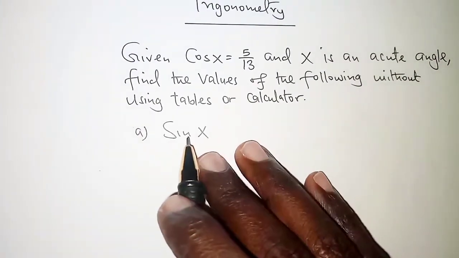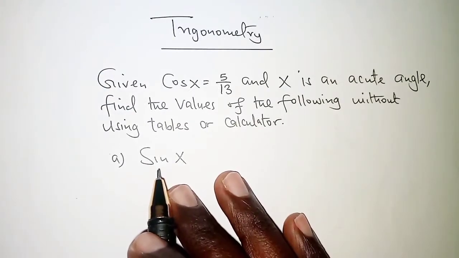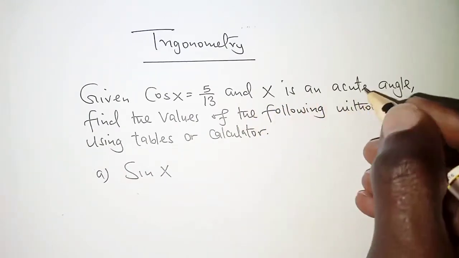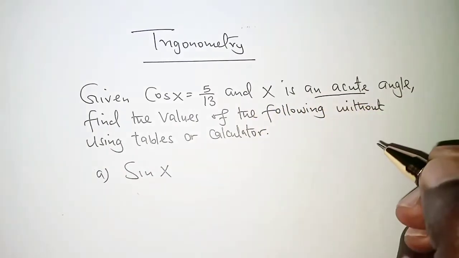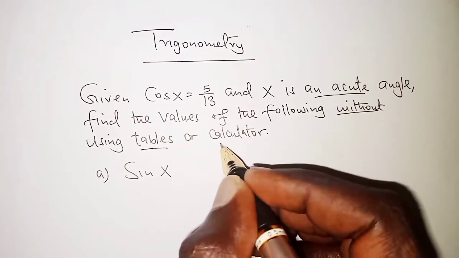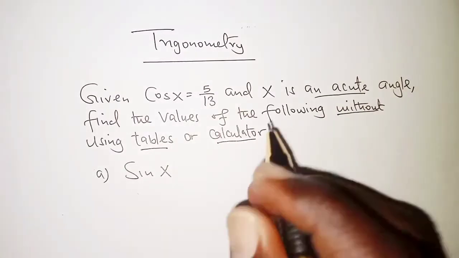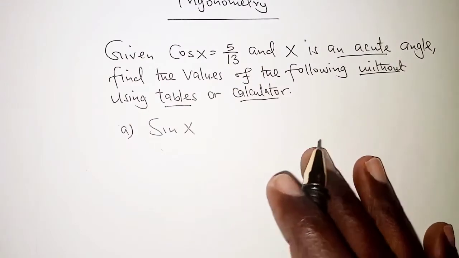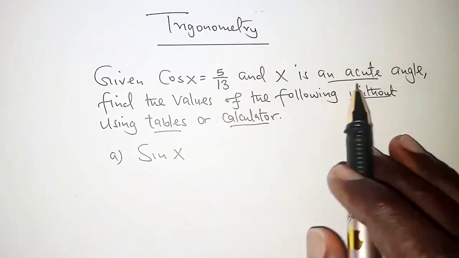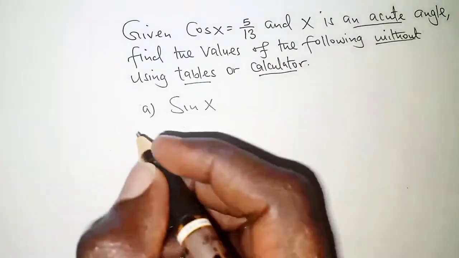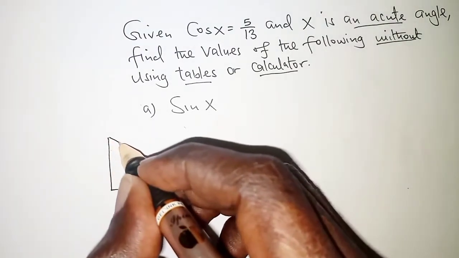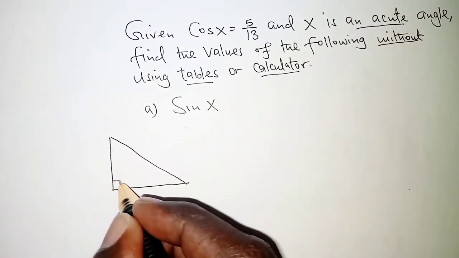But before we continue, I want us to mark the following. In the question, the keywords are, we are told that x is an acute angle. Another thing, we are told to work out this without tables or calculators. So that is very important. Whenever you're told not to use tables or calculators in such a situation and that the angle is acute, what we need to think of is a right angle triangle.